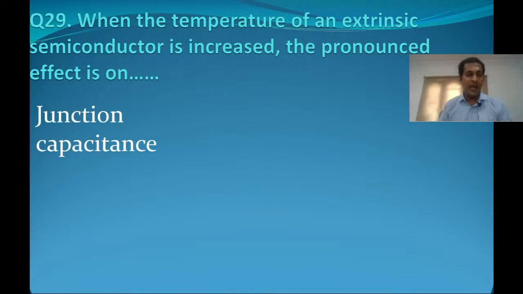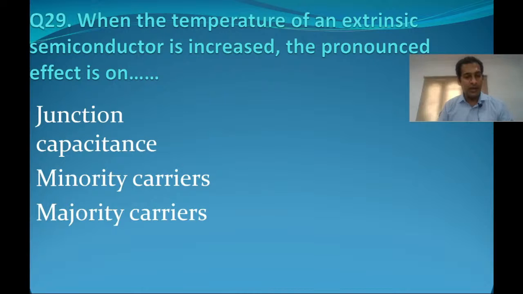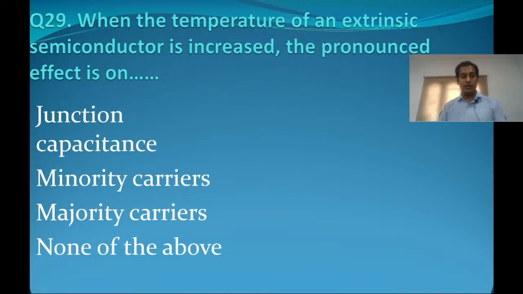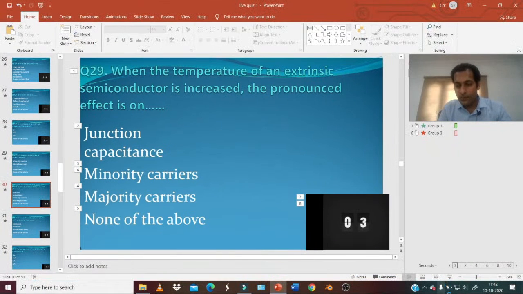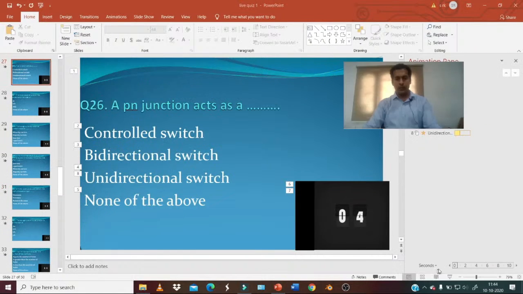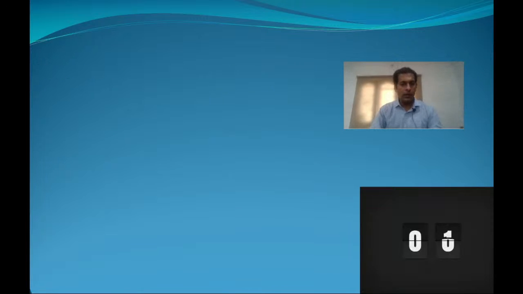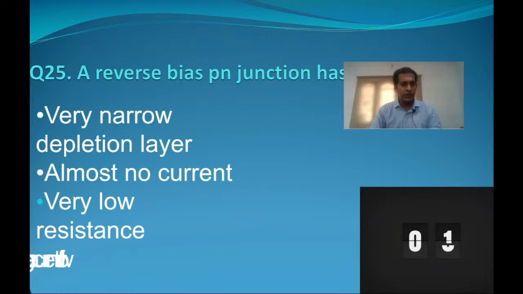When the temperature of an extrinsic semiconductor is increased, the pronounced effect is on junction capacitance, minority carriers, majority carriers or none of the above. Again, I think there is some problem in the timer. Let me fix it. Let me pause this for a while. Okay, now this one is fixed. Again, let us go to the next question.